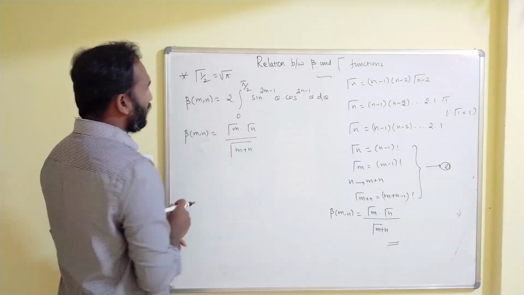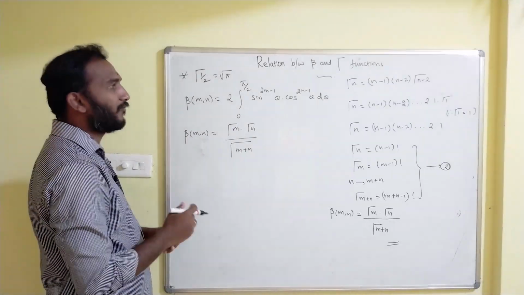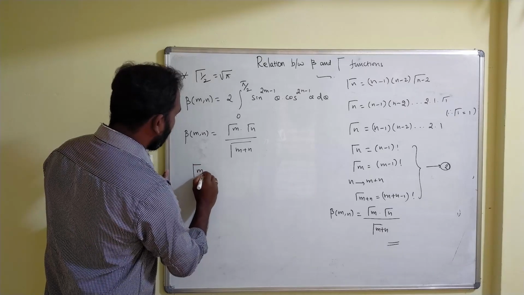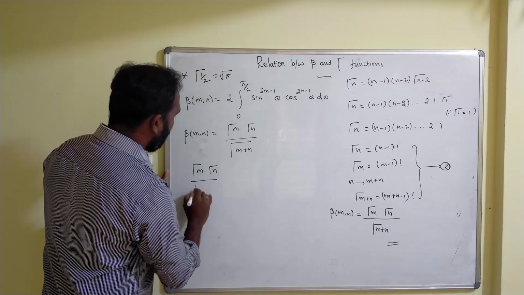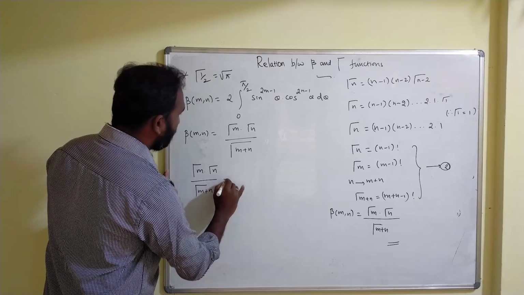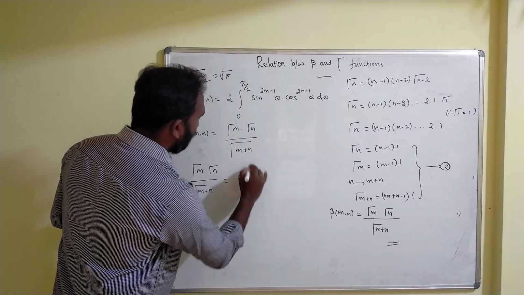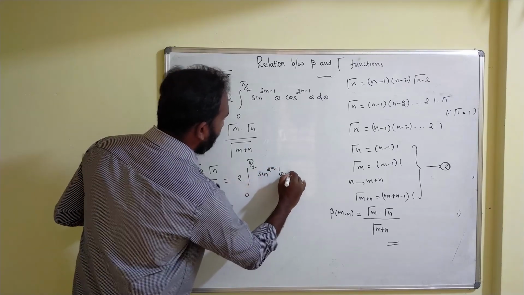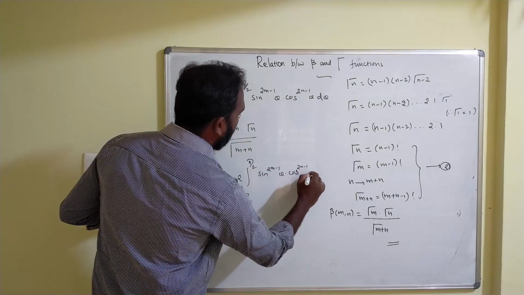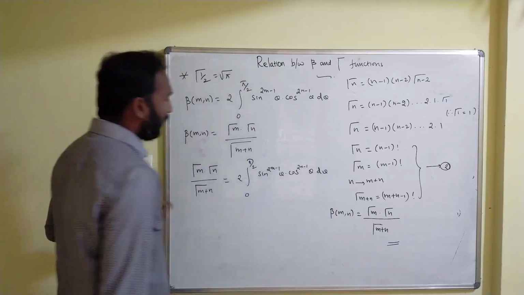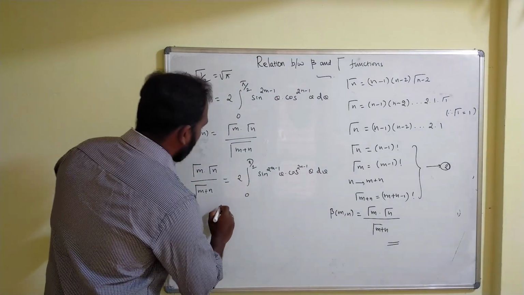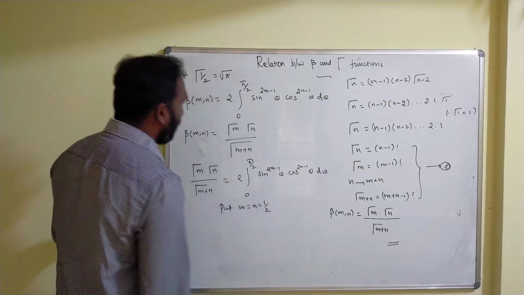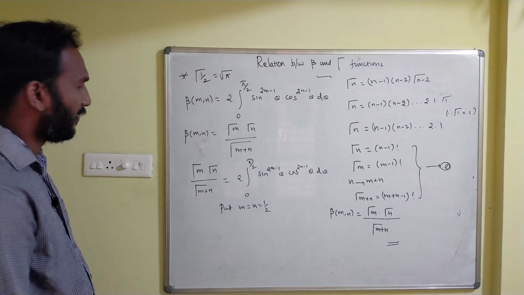Now compare these two equations. The left hand sides are equal, therefore right hand side must be equal. So gamma of m into gamma of n divided by gamma of m plus n is equal to twice into integral 0 to pi by 2 sine power 2m minus 1 theta cos power 2n minus 1 theta into d theta. Now substitute, put m is equal to n is equal to 1 by 2, because we need to find gamma of 1 by 2.